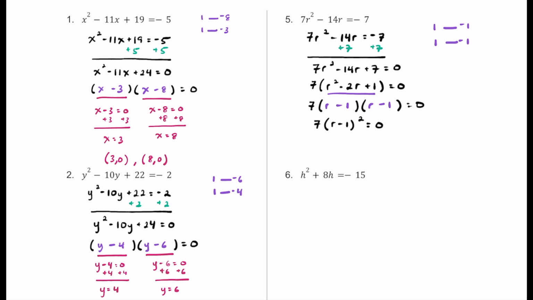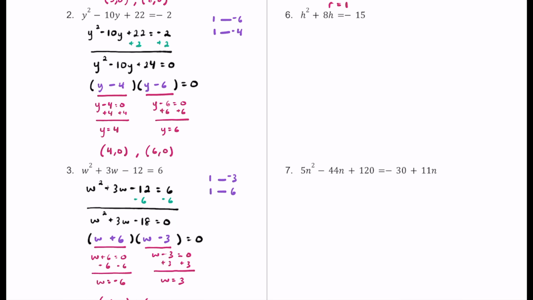Because you have two of these binomials that are the same, there's actually only one location where this is going to cross the x-axis. We're going to have one solution in this case. So if you do r minus 1 is equal to 0, add 1, then you can see here that r is equal to positive 1. So there's only one solution. There's only one x-intercept, and it's going to be at (1, 0).